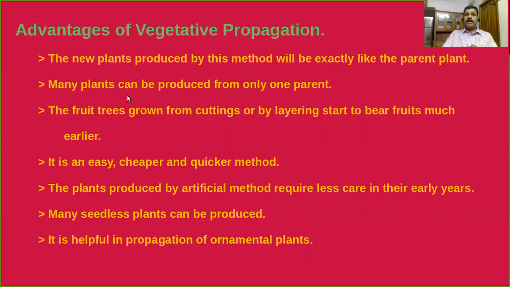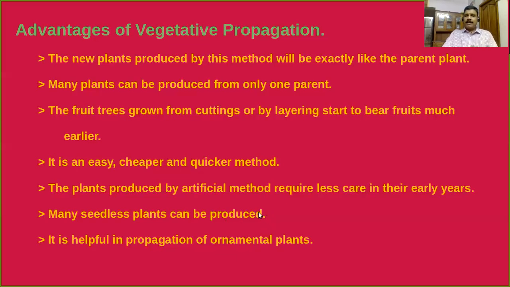Second one, many plants can be produced from only one parent. So clear? The fruit trees grown from cuttings or by layering, we have learned, can start to bear fruits much earlier. Okay, it is an easy, cheaper and quicker method of propagation. The plants produced by artificial methods require less care in their early years. Many seedless plants can be produced. It's the most important point.